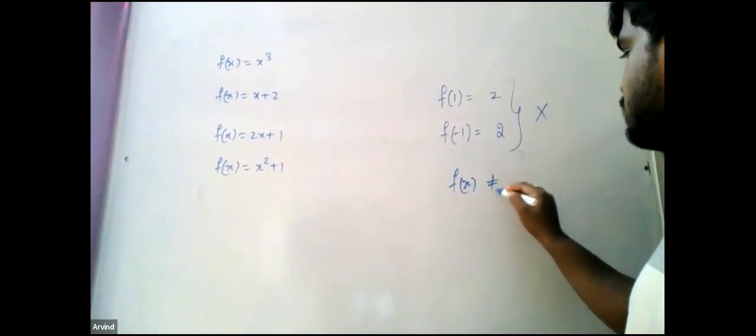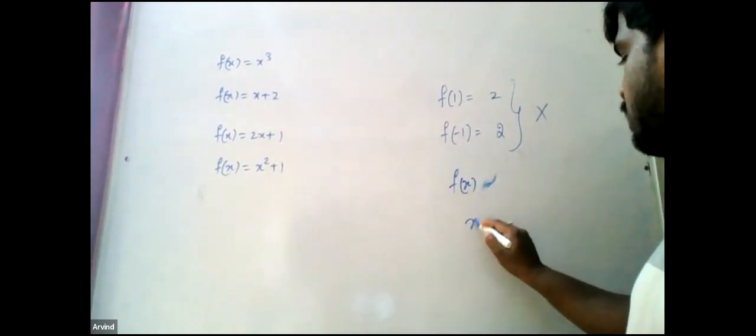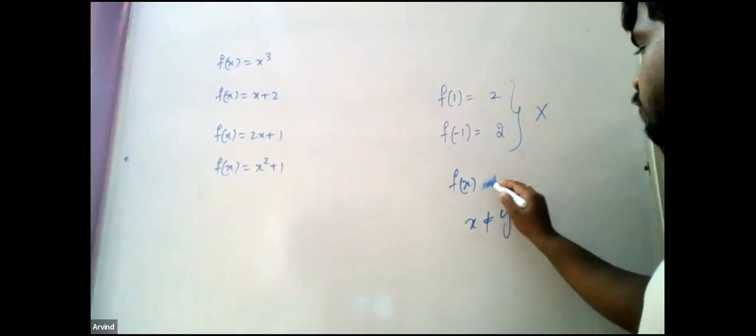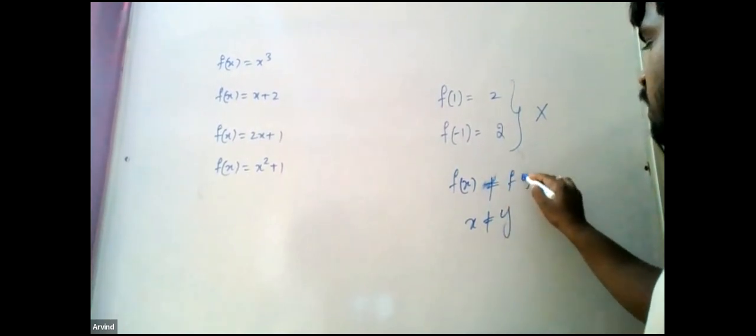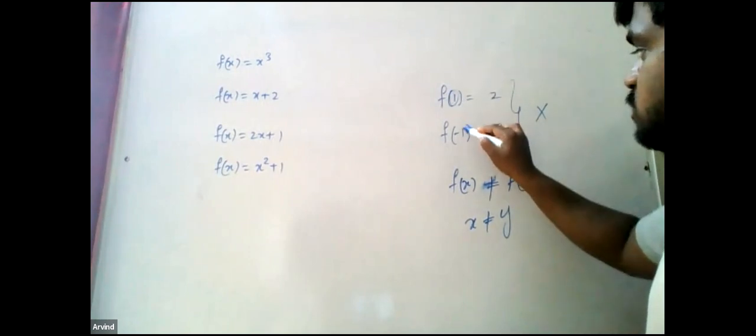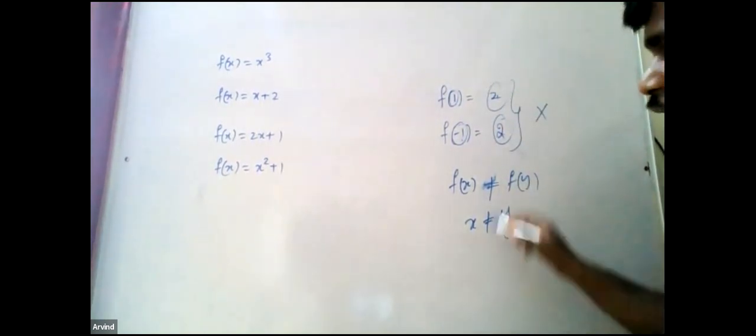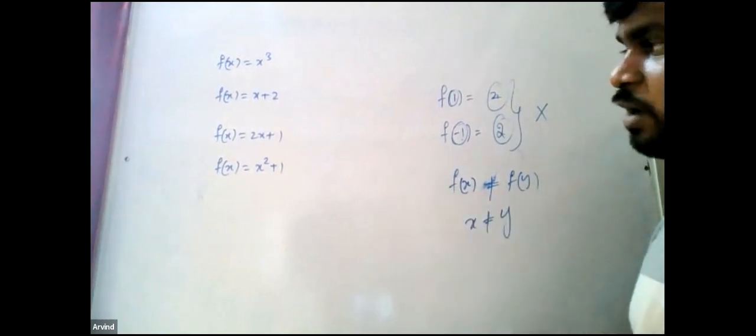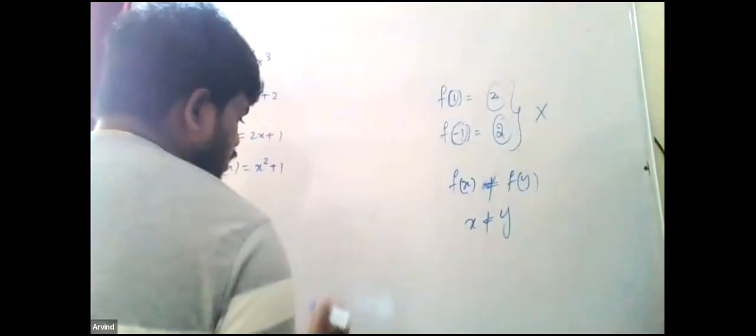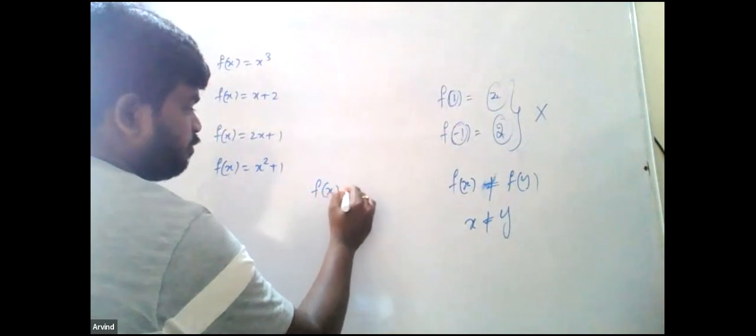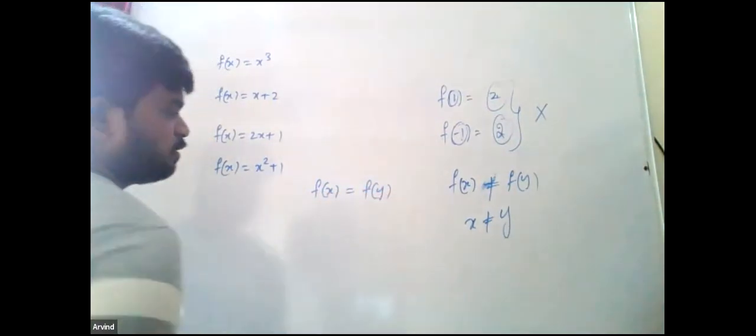If x and y are different, then f of x and f of y should also be different. Observe here, x and y are different, but f of x and f of y are the same. Then if it is like this, it is not 1-1. Okay, directly you can do it like this, or yesterday the way I taught, taking f of x is equal to f of y.